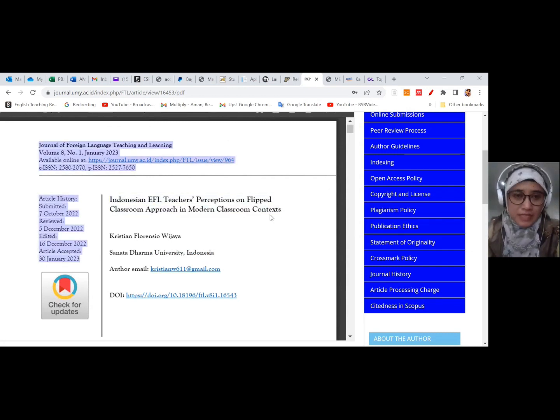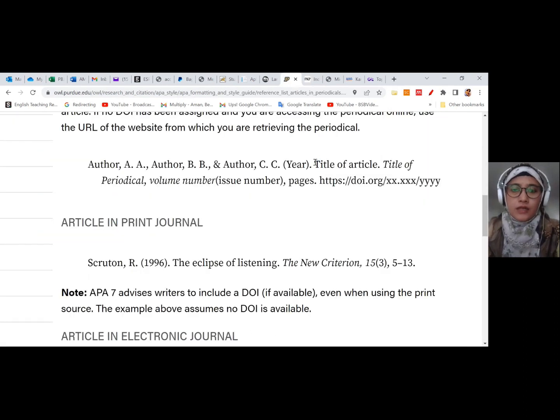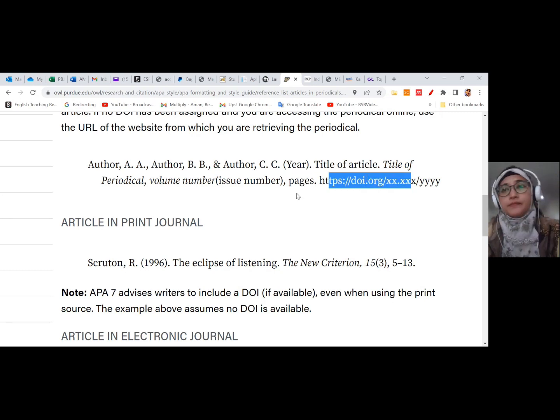Please don't mix it with the title of the journal. This is the title of the article. The title of the journal is this one. Okay, this is the title of the journal. This one is the title of the article. Don't mix it. Okay. The rule here, we need the title of the article. We also need the title of the journal or the periodical. We also need the volume, we need the issue number, and you need the pages, and we need the DOI.